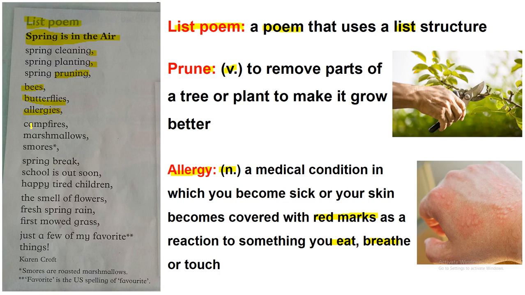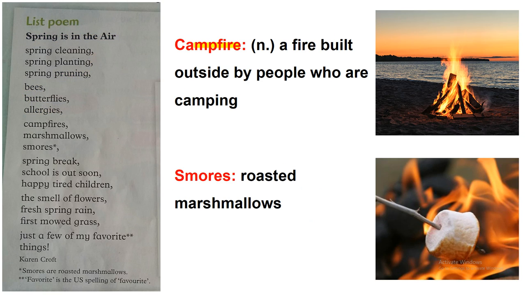After that, we have campfires. Campfire is a noun, means a fire built outside by people who are camping, like in the picture here. When people are camping in a desert or beside the sea or something like that. And marshmallows. What is the meaning? This is the marshmallow, and we have the word s'mores. S'mores is not an English word. S'mores means roasted marshmallow, when we roast marshmallow in fire, like the one here in this picture.